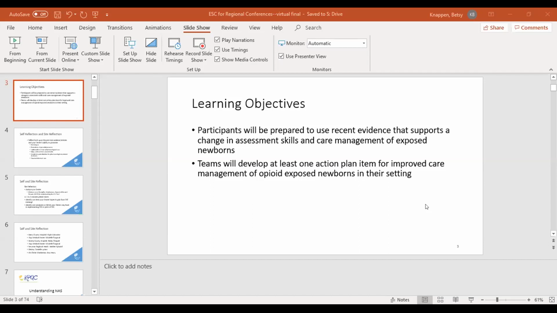I'm Shelby. I'm a labor and delivery nurse in Wichita, Kansas at Wesley Medical Center, and I work night shift. So I would be the super user for night shift of this process.